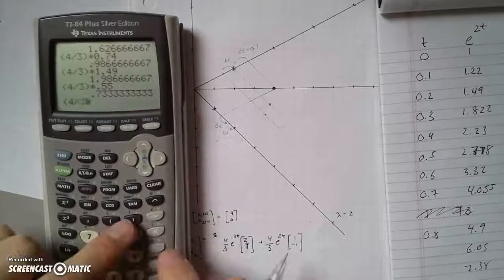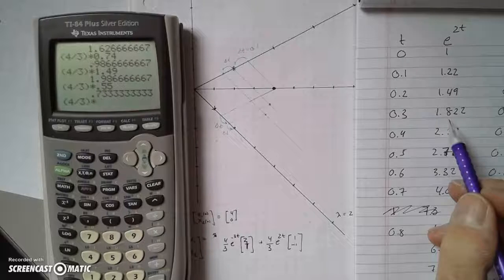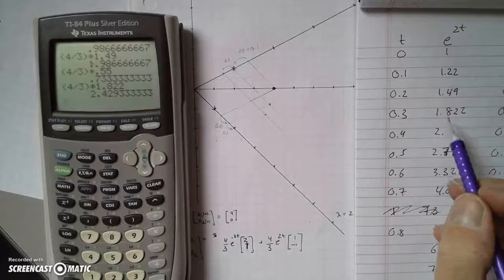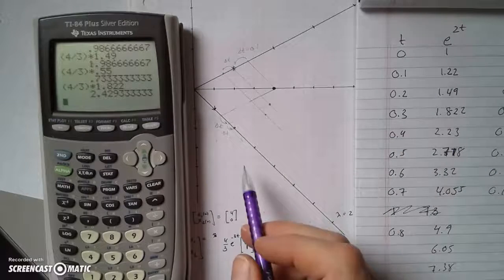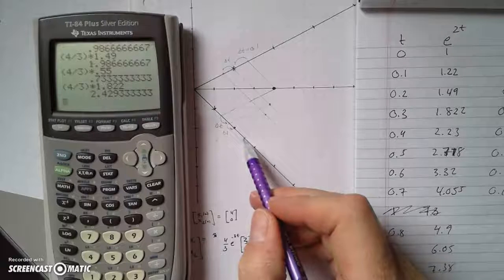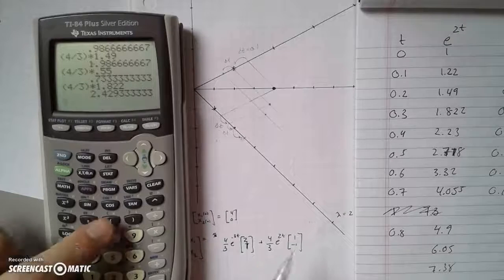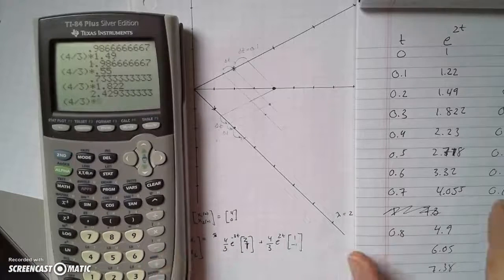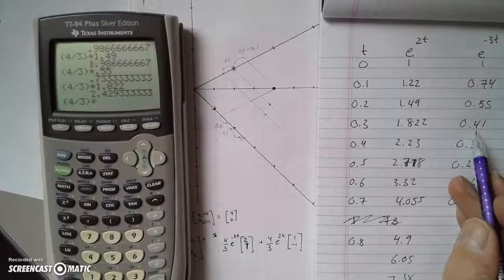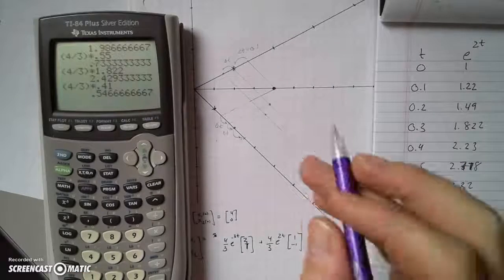So this is 4 divided by 3 times... So now we're at 0.3 seconds. So that would be time 1.822, which is 2.4, a little less than 2.5. So we'll be at about right about here is the next jump. And then 4 divided by 3 times, at 0.3, e to the minus 3t is 0.41. So this gives us about a half.